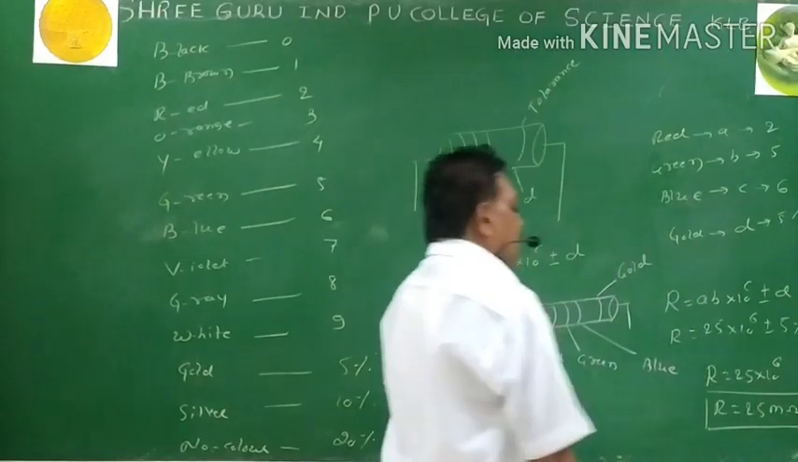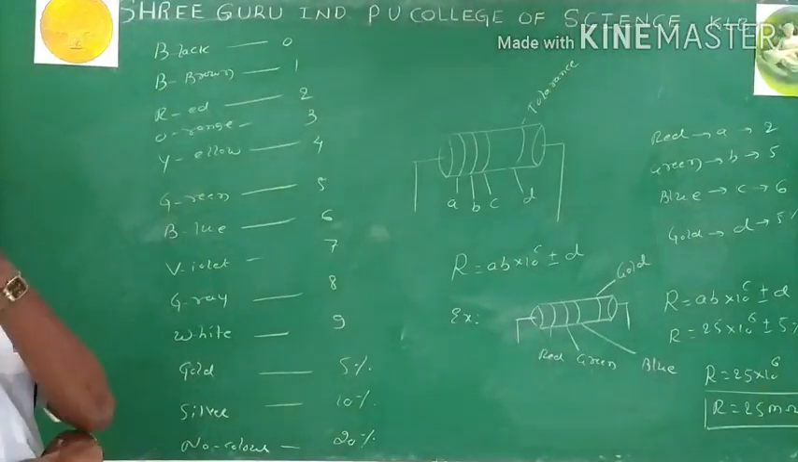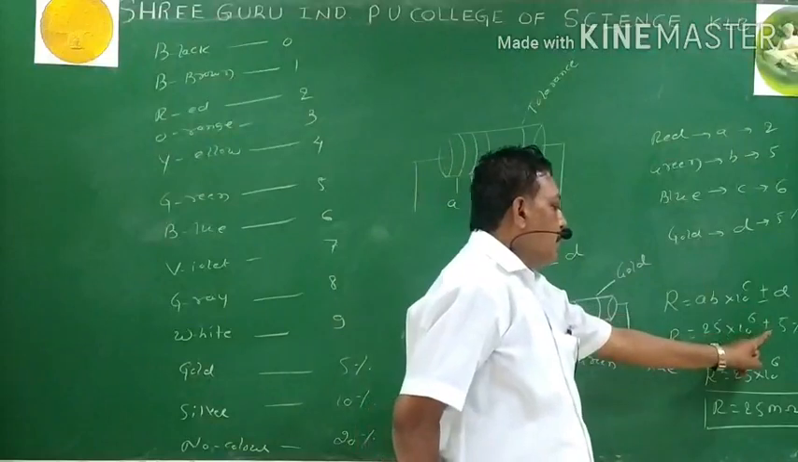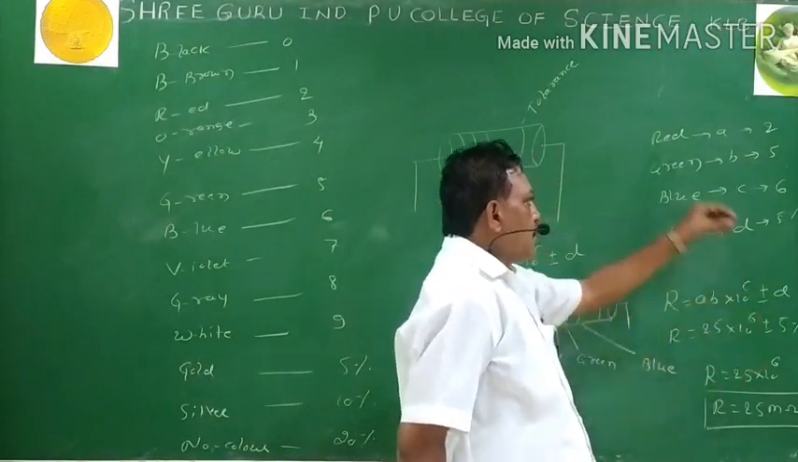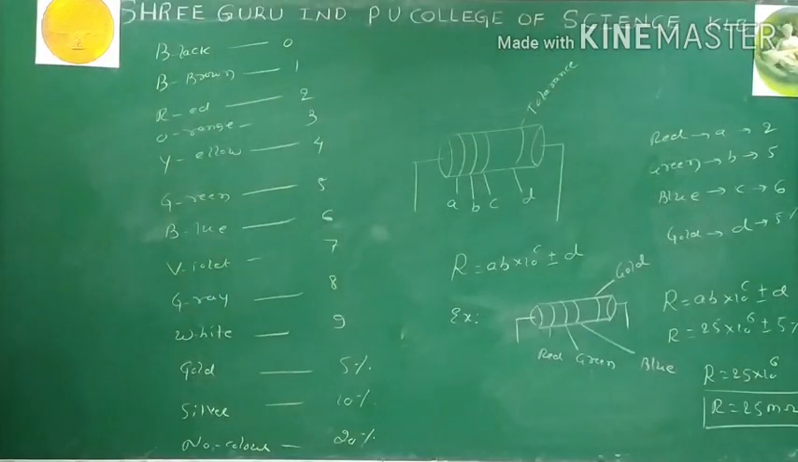This is our resistance, but without considering the tolerance. If we go for considering the tolerance, we get the two values. One is plus 5%, another one is minus 5%. Just have a glance of the equations within a fraction of a second.